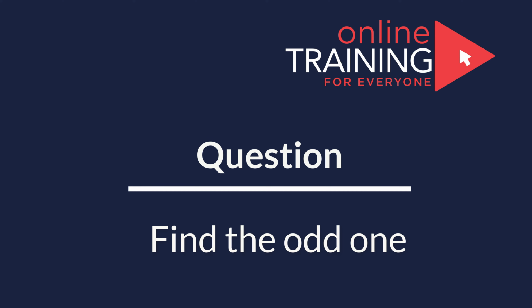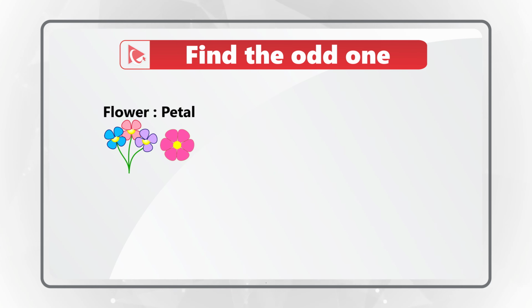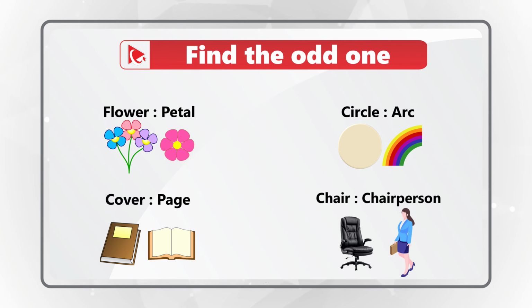Here's an amazing question where you are presented with 4 word pairs, and you need to find the item that does not belong to the group. The first pair is flower and petal. The second pair is circle and arc. The third pair is cover and page. And last but not the least, fourth pair is chair and chairperson.